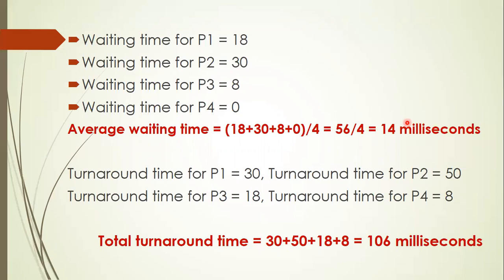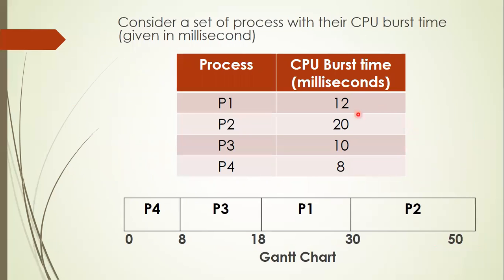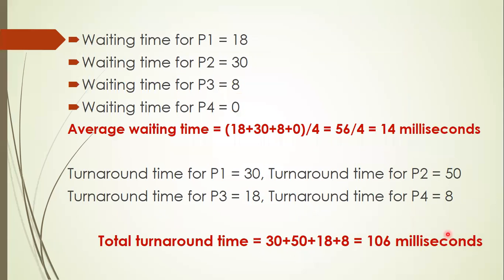On the same basis, you calculate the turnaround time also for all the four processes. Turnaround time is the time from submission to the time of completion. At what time the particular job's execution is completed, that time you consider. So for P4, it is 8. For P3, it is 18. For P1, it is 30. And for P2, it is 50. Add them, you get 106 milliseconds.